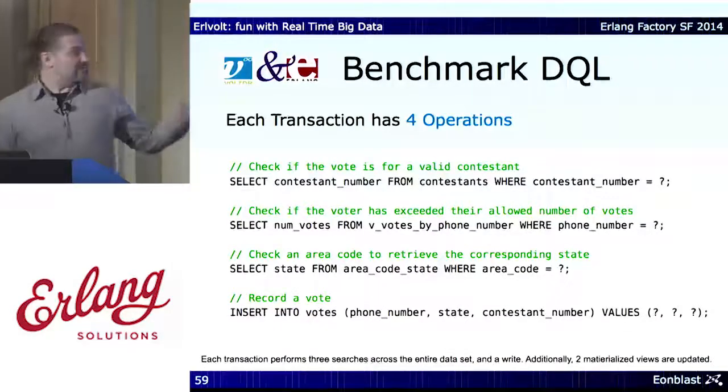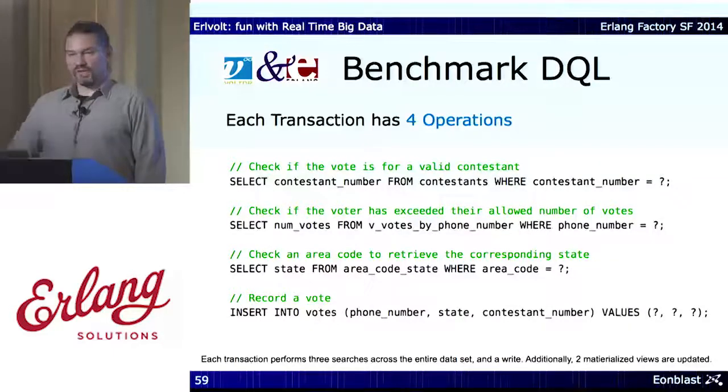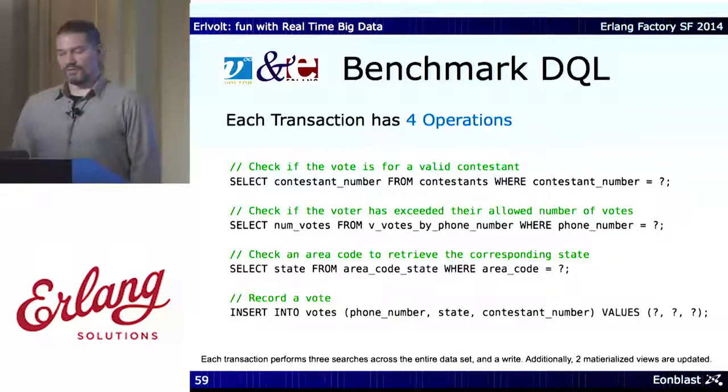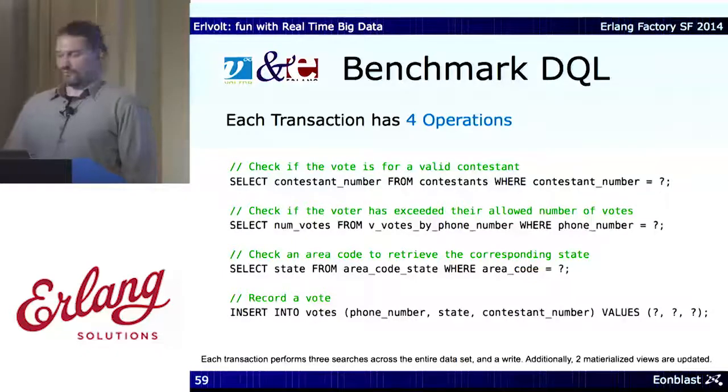The 4 operations that you have are this. Every transaction, so to say every vote, goes through these 4 things. You look at the consistent number, you see if it's a valid number, then you look at whether this telephone number has already voted before. Then you check the area code that the voter comes from, and if everything is okay, then you record a vote.